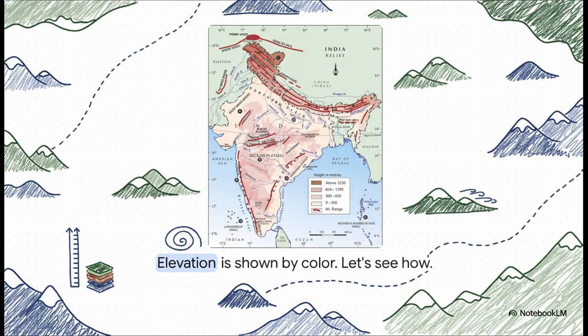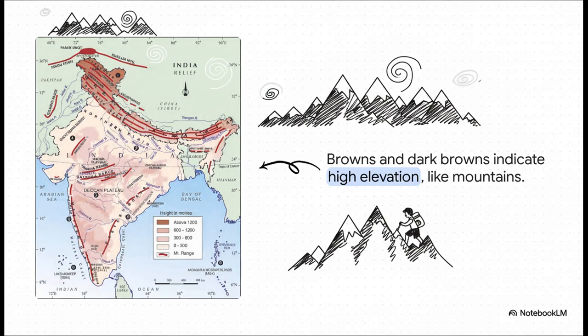Our first clue is always in the legend, or the key, which you can usually find in a corner of the map. On a physical map like this one, color is the most important thing. It tells us about elevation, that is, how high the land is above sea level. You can see right here how different colors mean different heights in meters. And this is where the map starts to tell its story. Notice all the dark brown colors up in the north? Well, that's the map's way of showing us mountains. These dark brown colors always show the highest places, and in India, that means the mighty Himalayas.